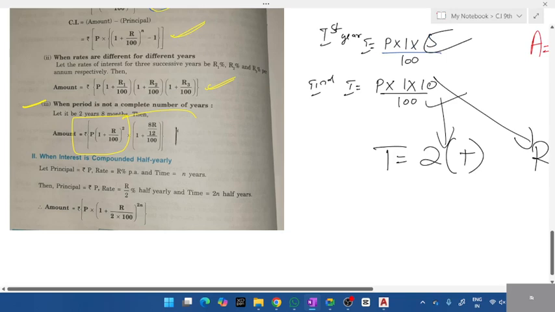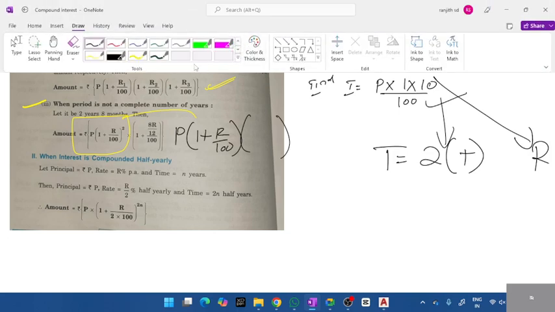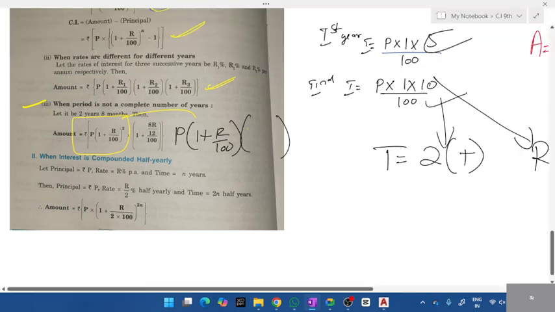Concentrate here. Whatever they wrote, I just wrote it as R divided by 100. They have written it to the power of 2. What did I tell? To the power of 2, you can write it separately like this. That is how I explain R by 100. But in the textbook, they have written to the power of 2. Both are the same.